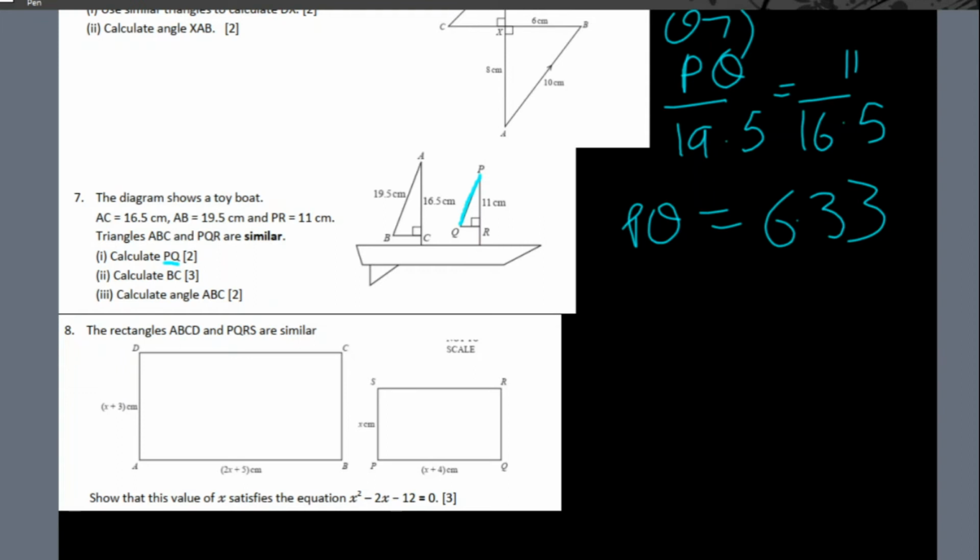Okay, I entered some wrong value in my calculator. Instead of 19.5, I wrote 9.5 by mistake. So the answer here is 13. Okay, part 2, calculate BC.